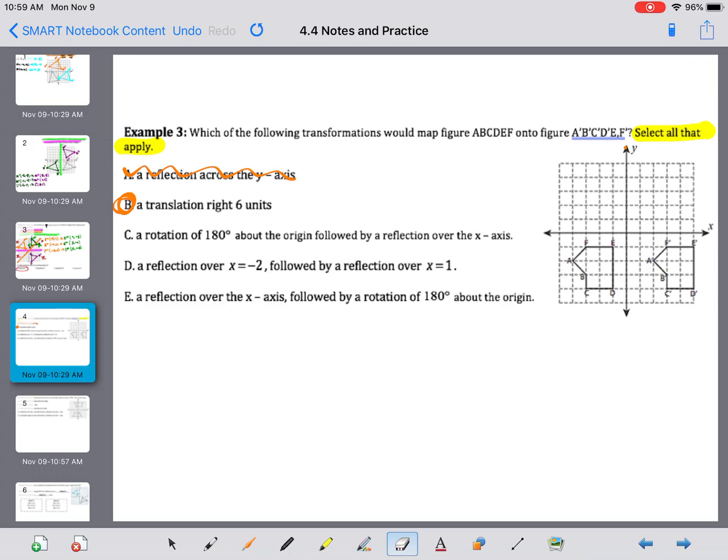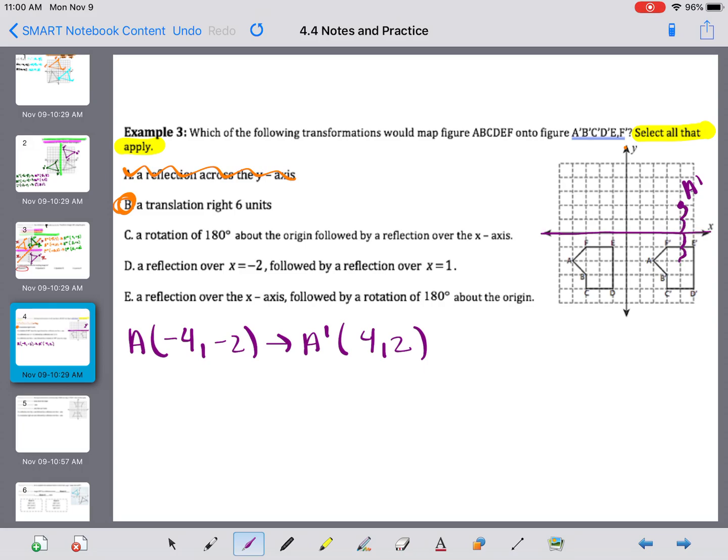C is a rotation of 180 followed by the reflection over the x-axis. So let's do that just to A. There's no need to do it to the whole figure. I'm just going to pick A, which is located at -4, -2. Well, when we rotate 180, there's no flip, change the sign of both. So A would be located here. But when we reflect it over the x-axis, A is not aligned. A would land here. A is not aligned with A prime. So C is not our answer.